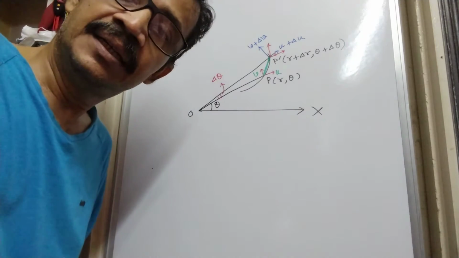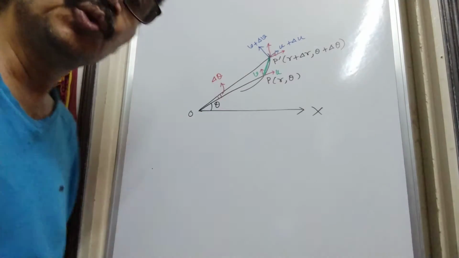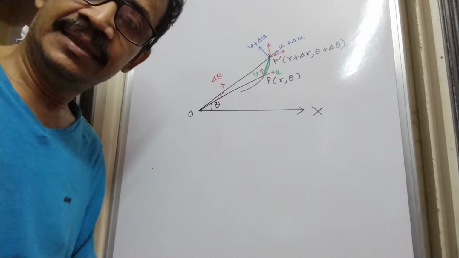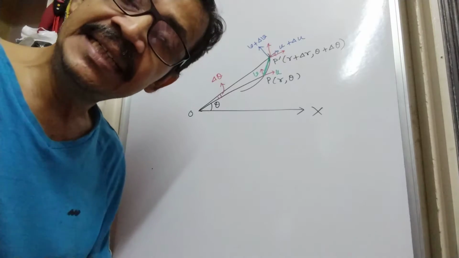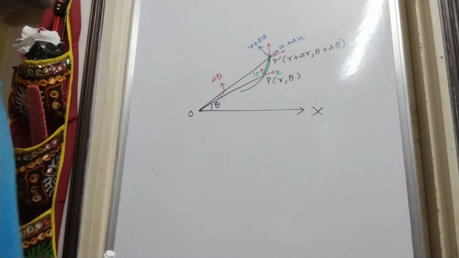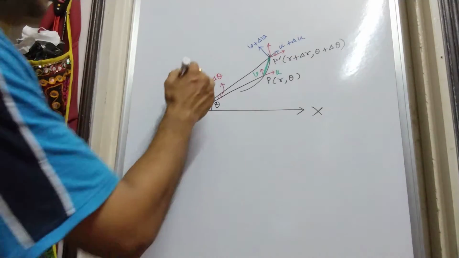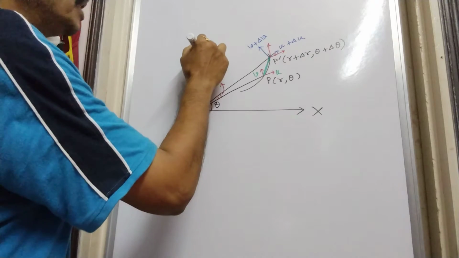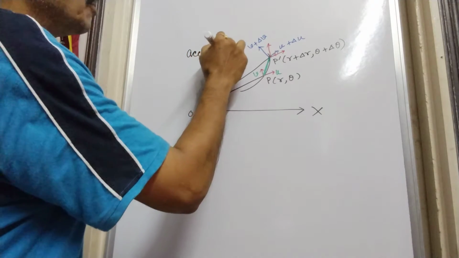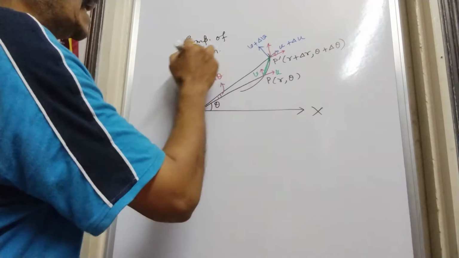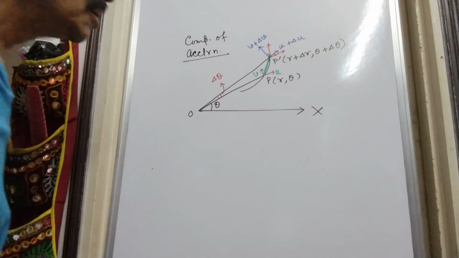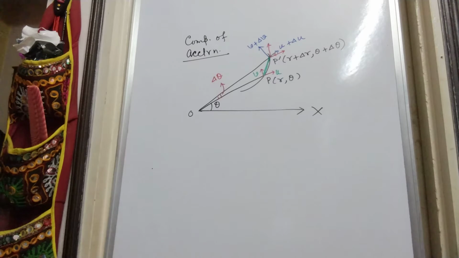Let us take a look at this picture to understand how we can calculate the components of radial and cross radial acceleration. Okay, so here we want to find the components of radial and cross radial acceleration. Okay, so this is the formalism.